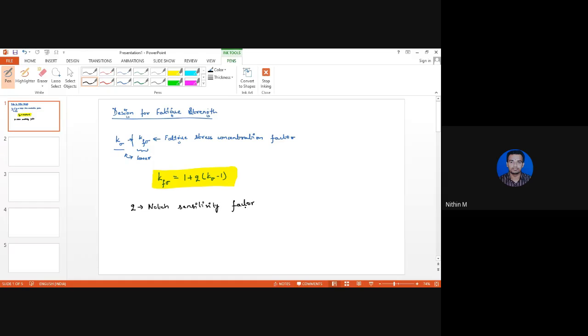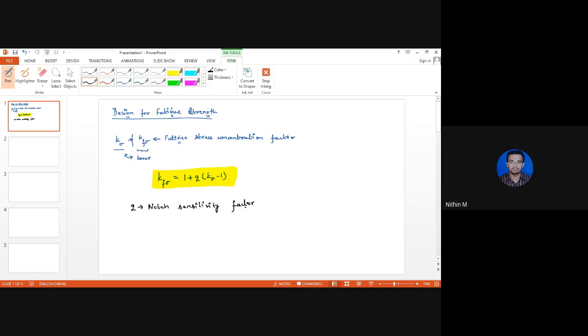Now basically what does this mean? A notch is nothing but any change in cross section that is present in the material. If a shaft is having a groove, or if a plate is having a hole, if there are grooves on the shoulders of the shaft, or if there is a reduction in diameter of the shaft, they are all generally called notches. The effect of a notch is to increase the stress at the area where it is present. Whenever there is a notch in a component, it will lead to increased stress concentration, so it is a stress raiser.